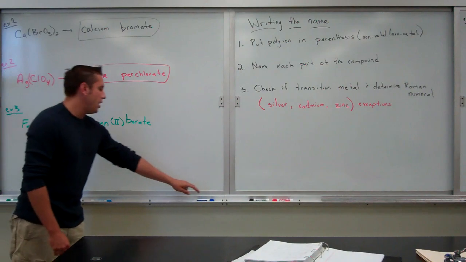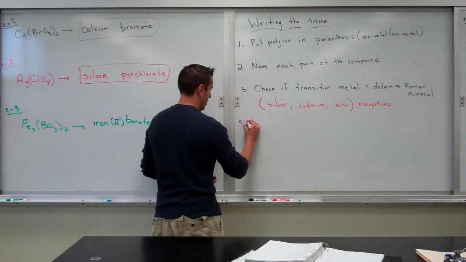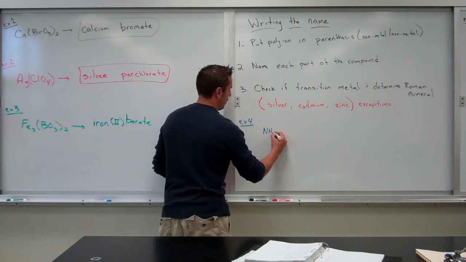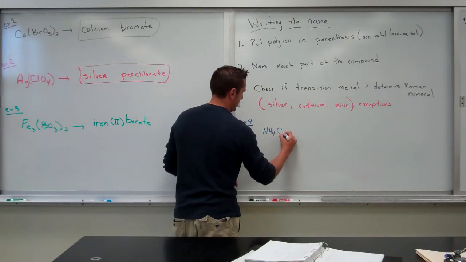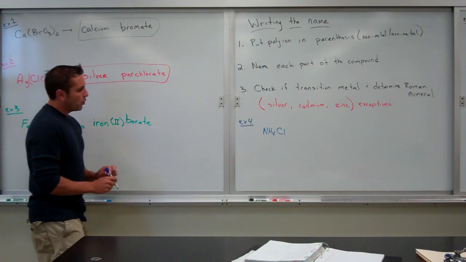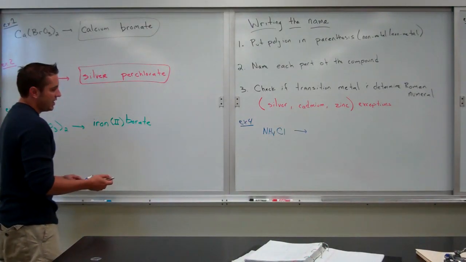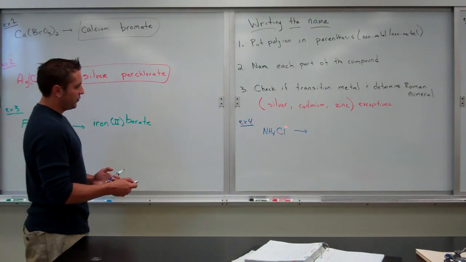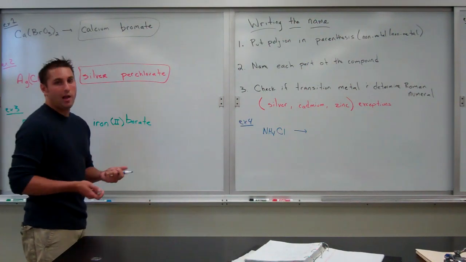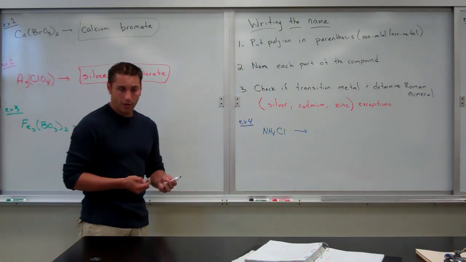Let's take a look at one more. Right, last one we want to look at, I'll put right over here. Let's take a look at NH4Cl. If we look at NH4Cl, and I want to write the name for it, first thing I'll see is that NH4Cl has 1, 2, 3 elements. That tells me there's a polyion in there. So we put the polyion in parentheses according to our rules.